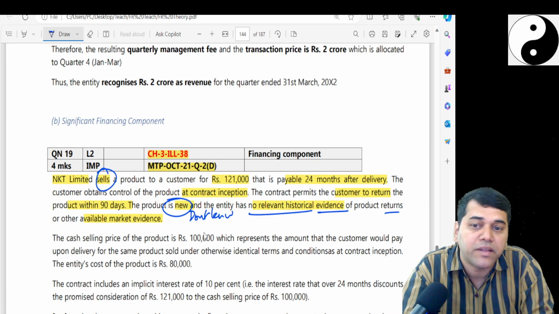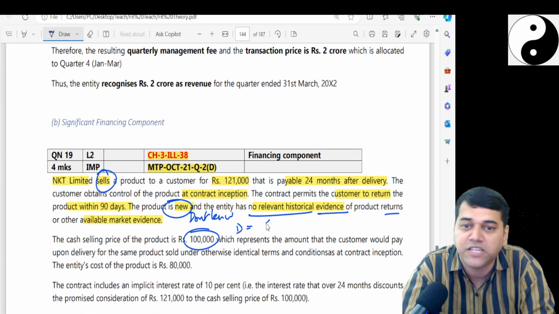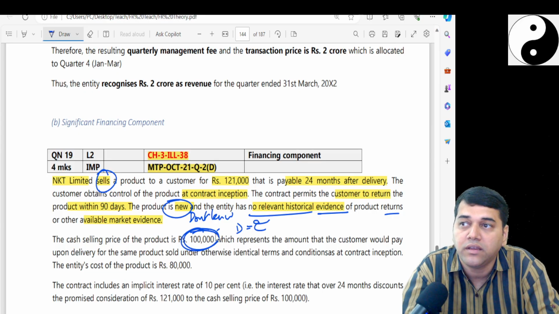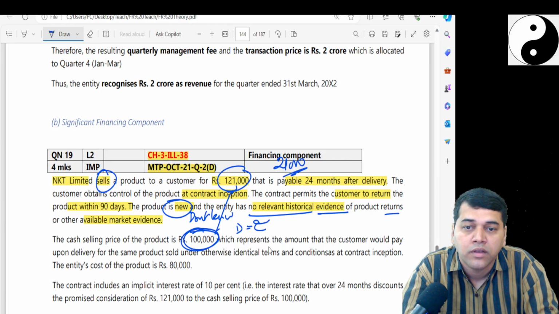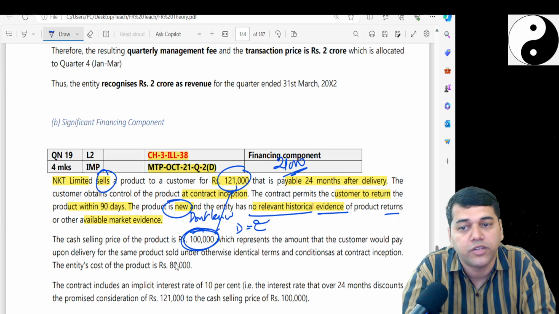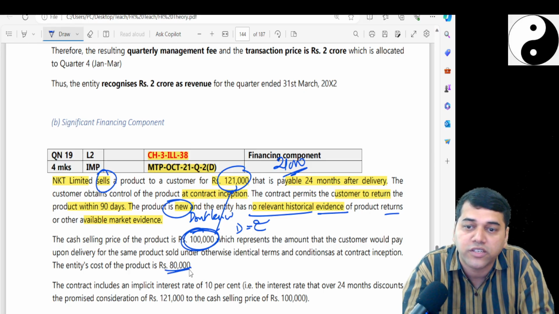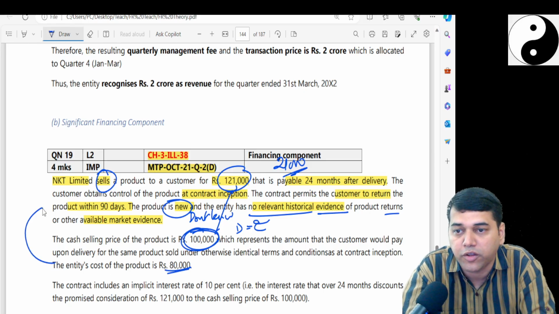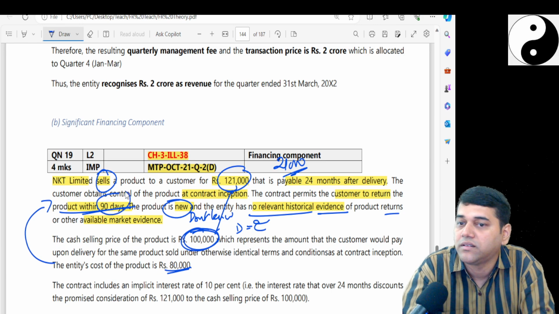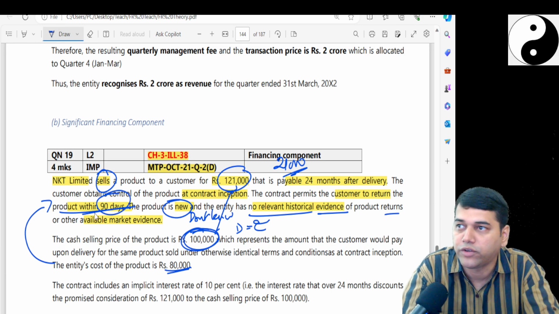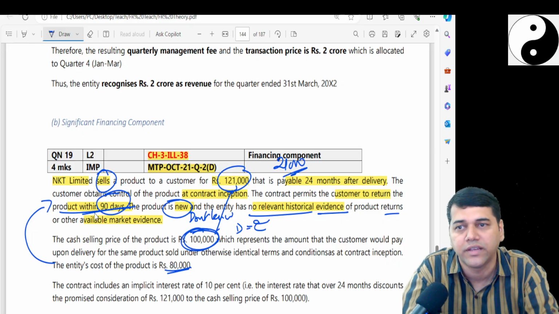The cash selling price of the product is 1 lakh. That means if delivery was done right now and cash payment was done right now, he should have paid me 1 lakh. But what is he going to pay me? 1,21,000. What is the difference? Interest income for you, which represents the amount the customer would pay upon delivery of the same product under an otherwise identical contract. The entity's cost of the product is 80,000. Why have they given it? They have given it because of the return. I will show you the accounting right now so that later you are very clear about it.